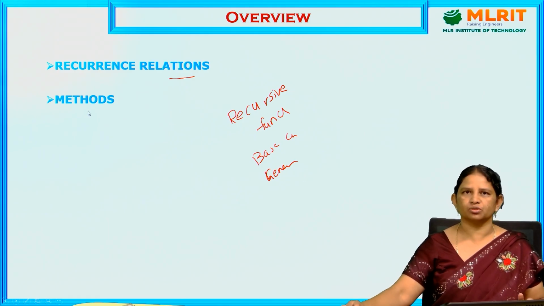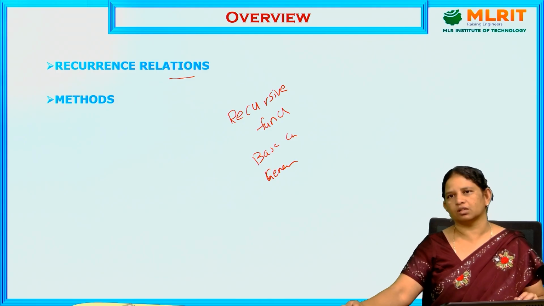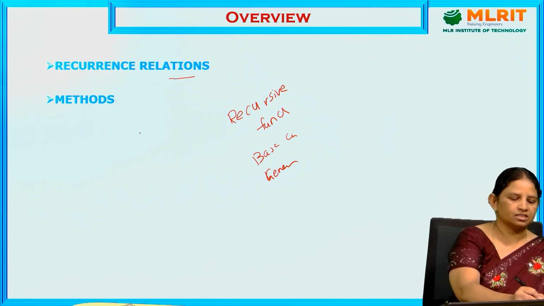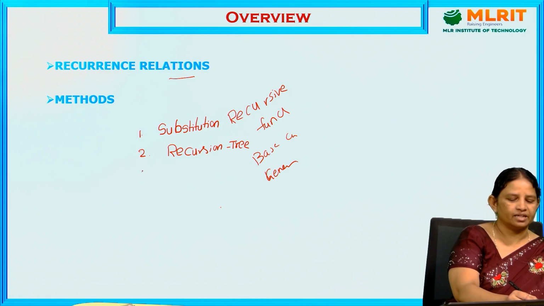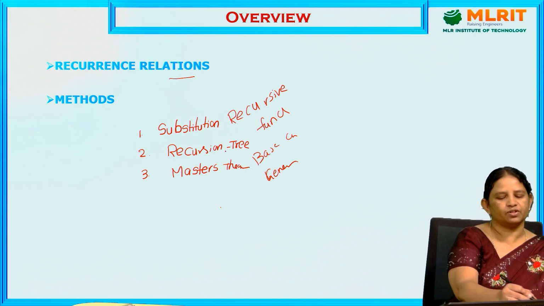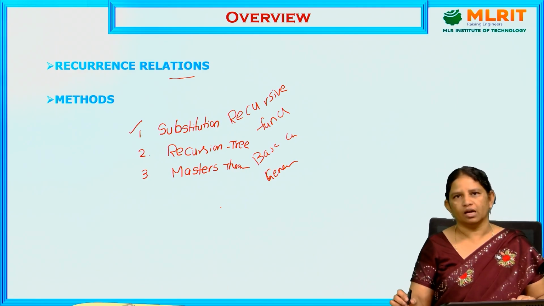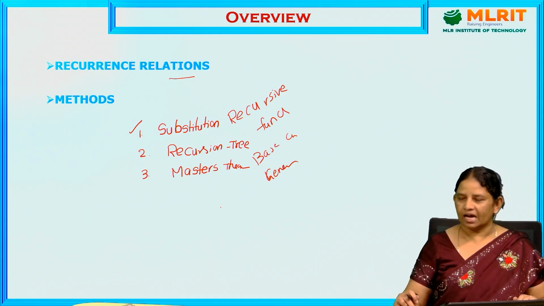There are three methods to find the time complexity for a given recurrence relation. The first method is the substitution method. The second method is the recursion tree method, and the third one is the master's theorem. These are the three methods to find the time complexity of a recurrence relation. In the previous video, we already discussed the substitution method. In this video, we are going to discuss the recursion tree method.